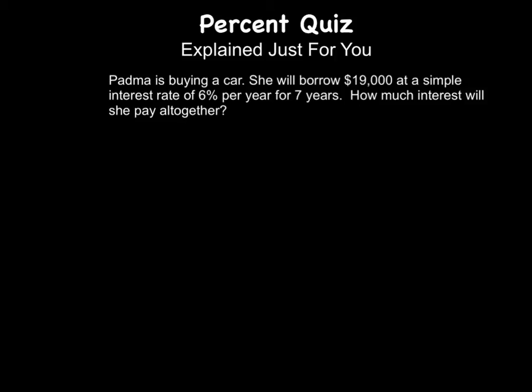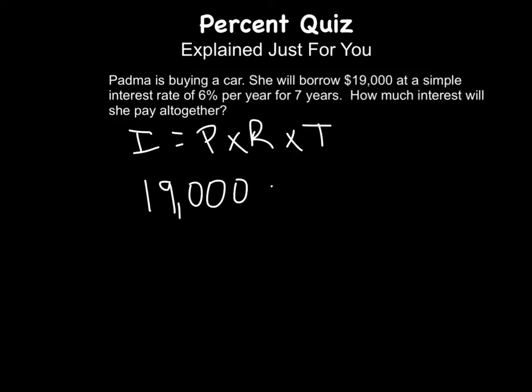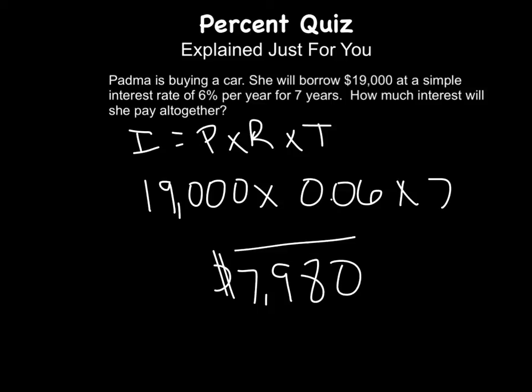Same thing, Padma's buying a car. So we have interest equals principal times rate times time in years. My principal was $19,000. My rate was 6%. We're going to write that as a decimal. And then times 7 years. When I do that, 0.06 times 7, I get $7,980. Again, just using the formula that we know from our video and from the class practice that we did this week.